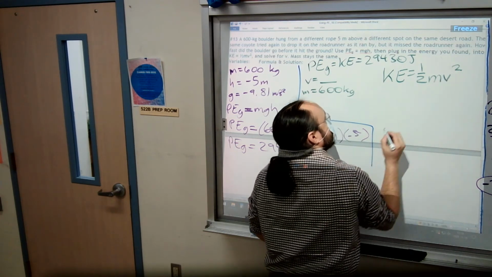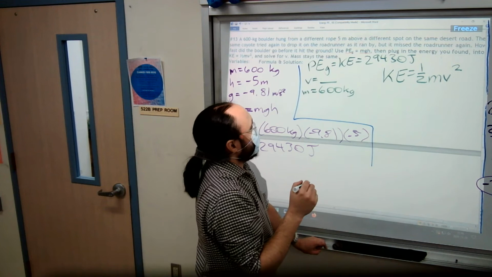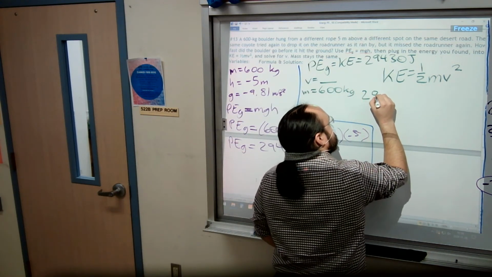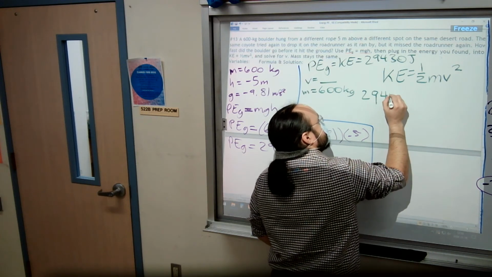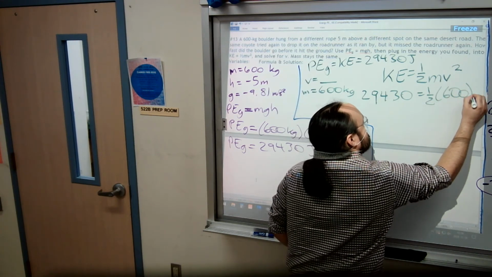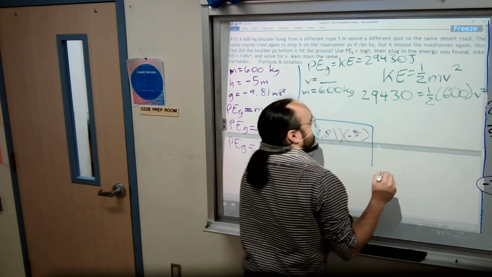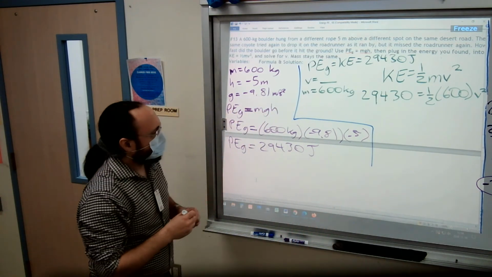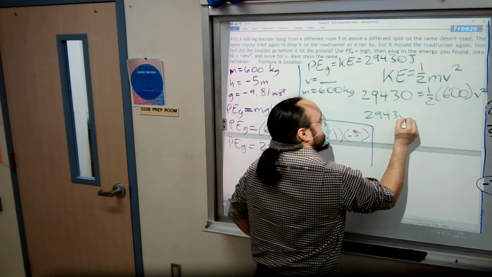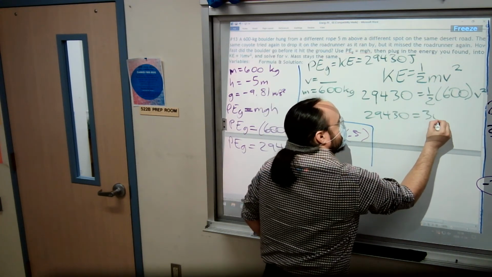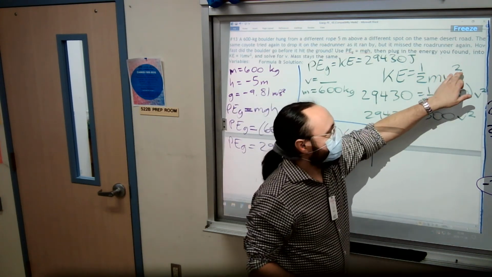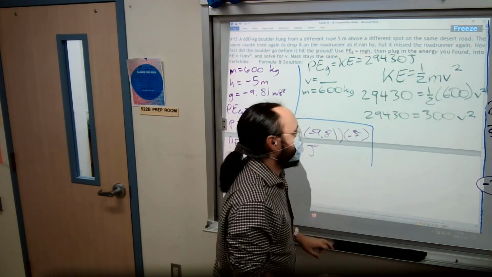Alright. There's our formula. I gotta plug in my 29430 for my KE. 29430. Mass is 600. We're looking for V. My green marker's dying. Look at that. So now we can simplify. 1/2 times 600 is 300. That's V squared. Remember, don't forget your squared. That's the hardest part of this one, is remembering that squared.